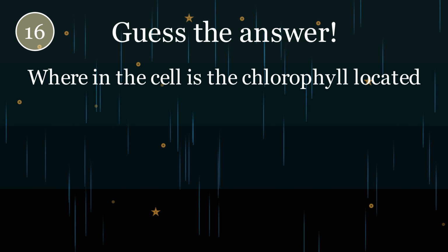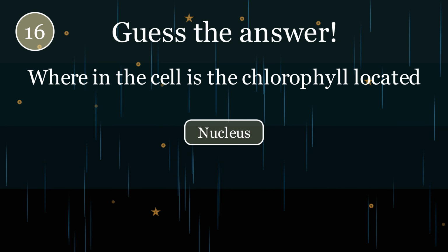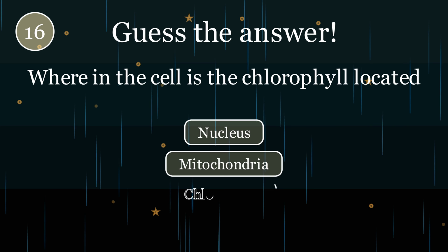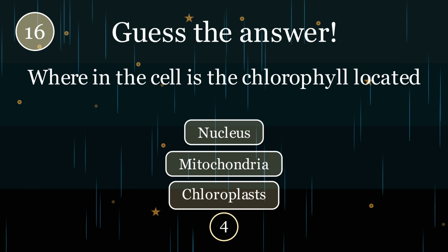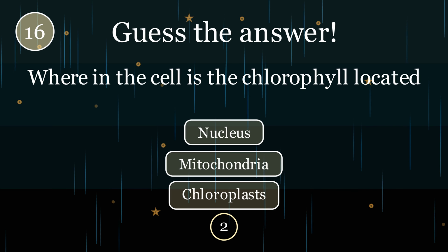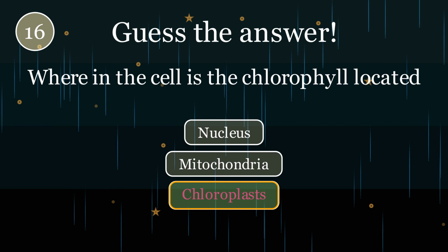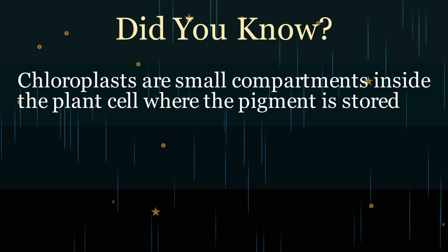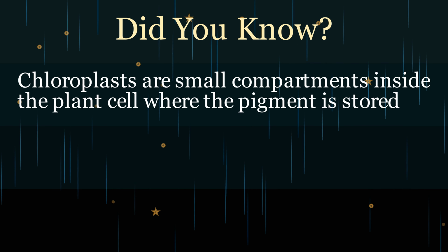Where in the cell is the chlorophyll located? Nucleus. Mitochondria. Chloroplasts. The correct answer is chloroplasts. Here's a nugget of wisdom. Chloroplasts are small compartments inside the plant cell where the pigment is stored.